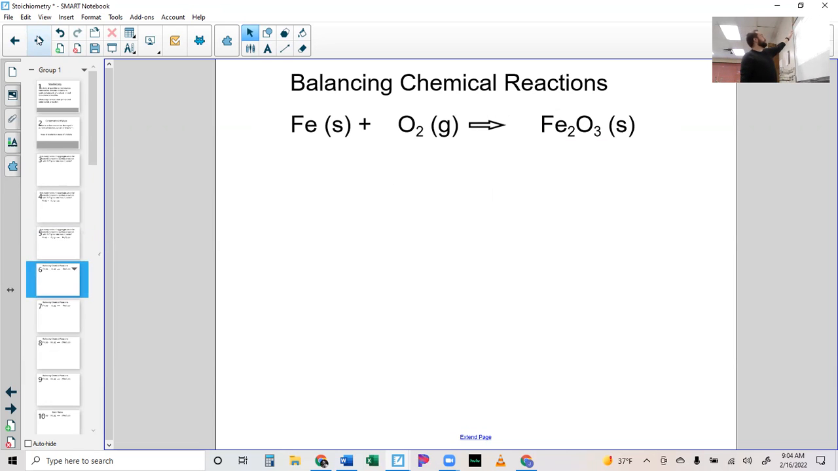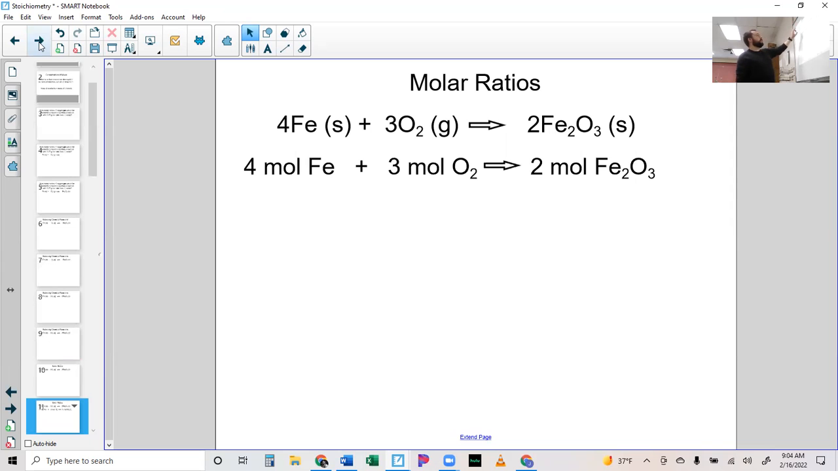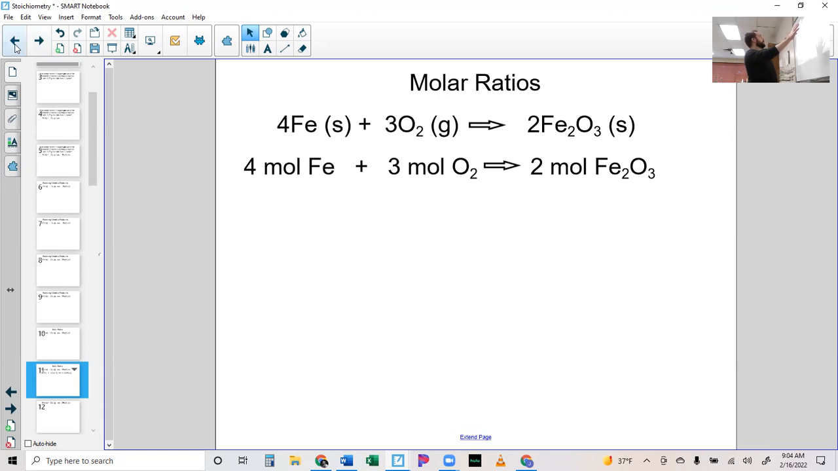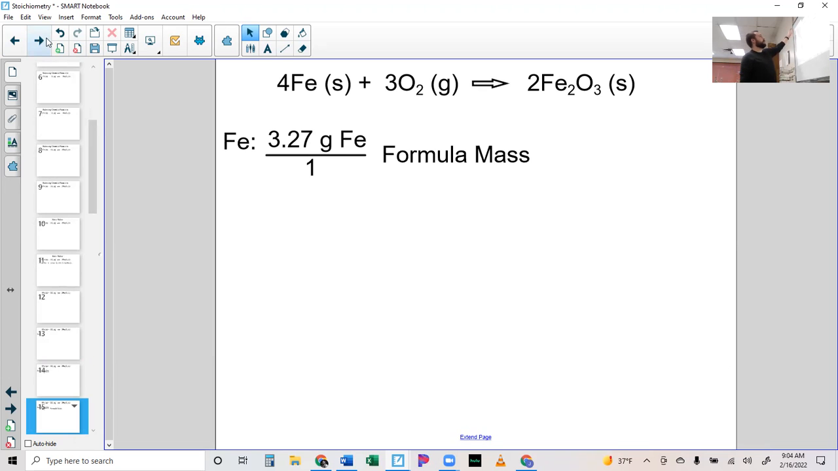We have to balance the chemical reaction. So we have to put a 2 out there to balance our irons. We have to put a 3 and a 2 to balance the oxygens. And then that messes up the iron, so you have to go back and do the 4 for the irons. Those molar ratios, you can see those coefficients correspond to how many moles that reaction would produce if we had 1 mole per coefficient. So taking that reaction, we have 3.27 grams of iron, which is what we were given.